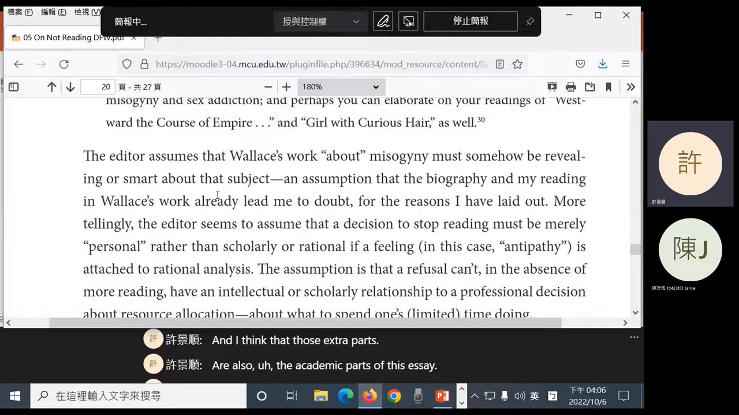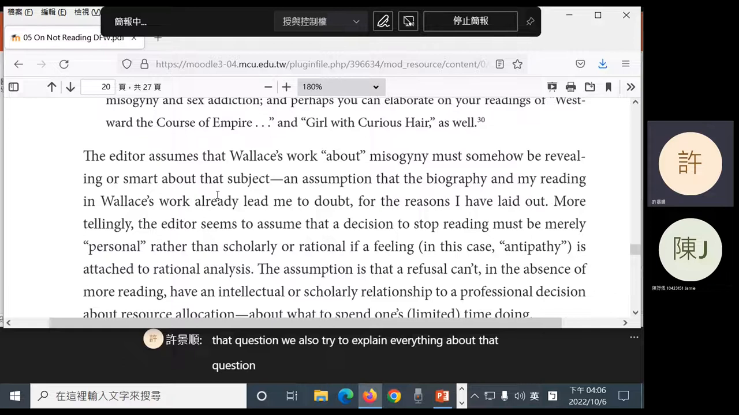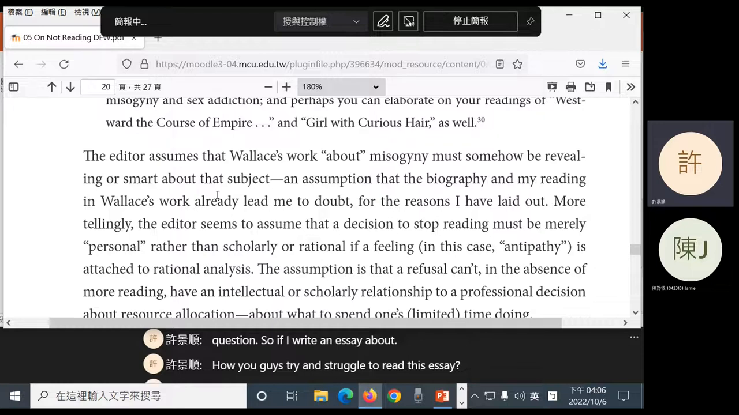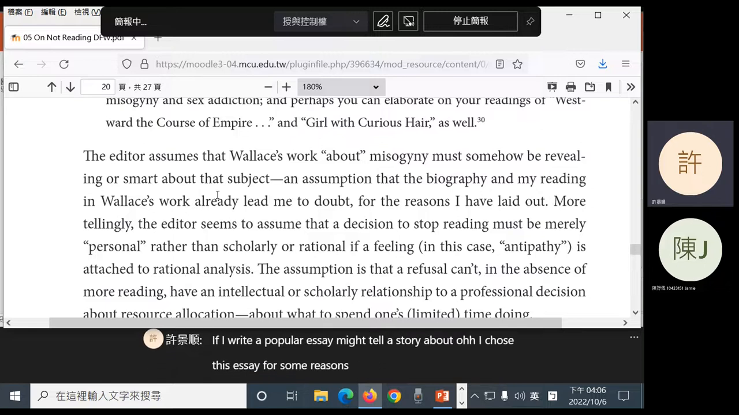When one writes an academic paper, we try to answer the main question. But in answering that question, we also try to explain everything about that question. So if I write a popular essay about how you guys struggle to read this essay, I might tell a story about how I chose this essay for some reasons, and then I assigned it, what happened during class, and how that affected our discussion.